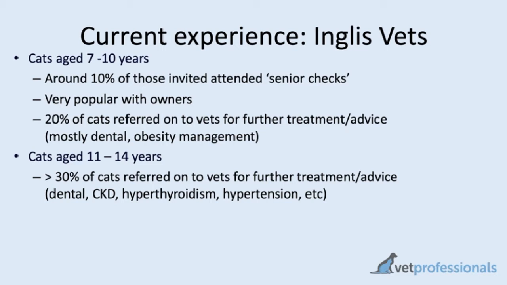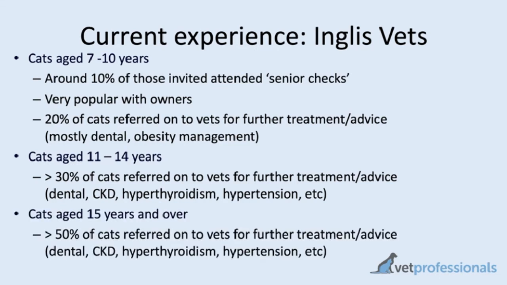And probably about a third of these cats that have come in have been referred on for further investigation or with a diagnosis. So again, dental disease is in there, but also now kidney disease, thyroid disease, hypertension and so on. And for the super senior cats, probably more than half of those cats have had identifiable significant problems warranting further treatment or advice.